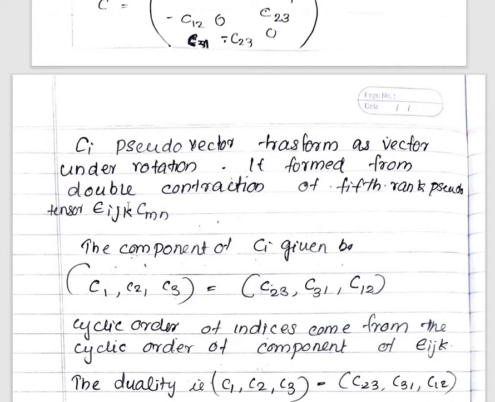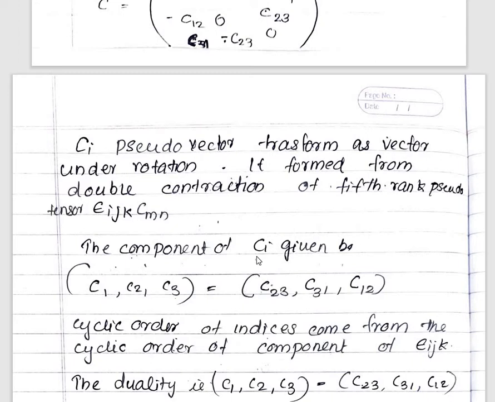Epsilon ijk is a third rank tensor. Cmn is an antisymmetric tensor of second rank. So the product of epsilon ijk and Cmn will produce a fifth rank tensor, and due to its contraction, if two indices are equal, it reduces to a first rank tensor, that is Ci.